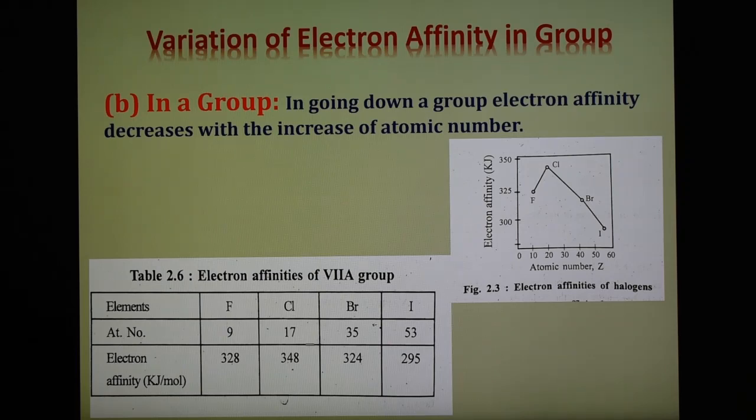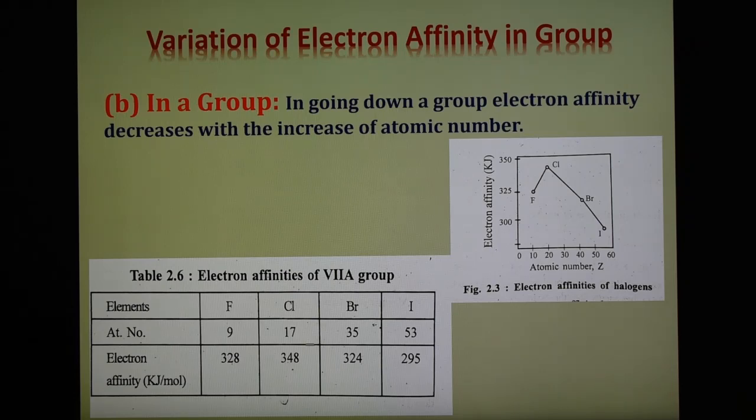This unexpected trend is also noticed in many other elements of the third period, as their electron affinities are relatively higher as compared to those of elements of the second period. So this is the general trend, and here the halogen family fluorine, chlorine, bromine, iodine has been shown, and chlorine has, unexpectedly, a higher value as compared to fluorine. This is because of the inter-electronic repulsion.